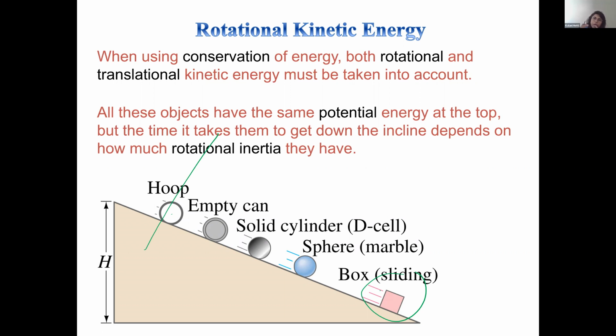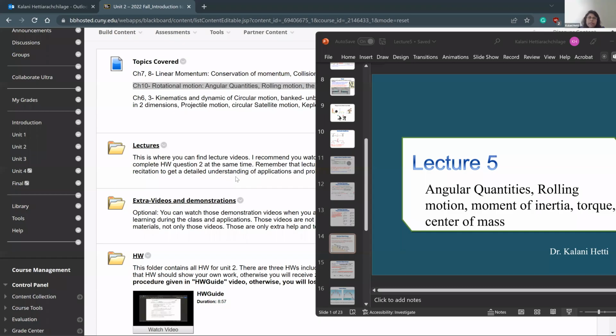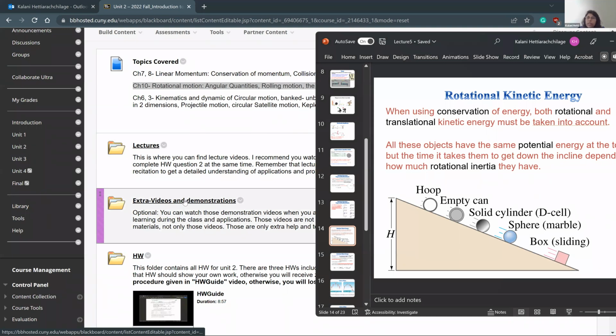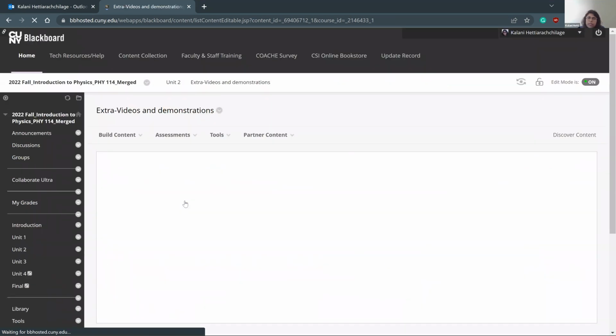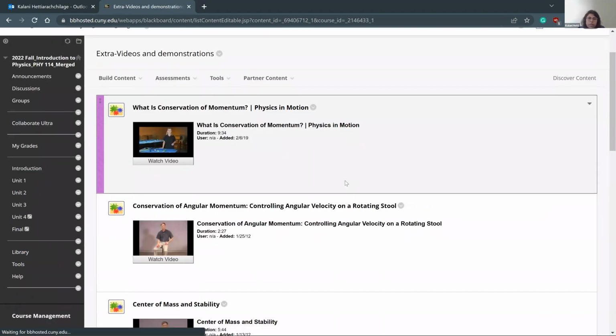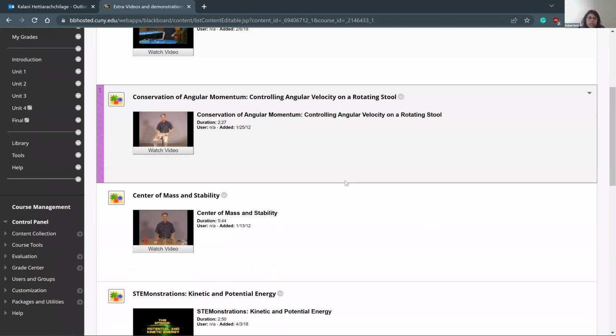Okay, so before moving into kinetic energy, let's take a look at this rotation that you can see. If you go to the extra videos, and I always suggest you go to the extra videos and check the things I mentioned there, they are very good things that you can visualize yourself.